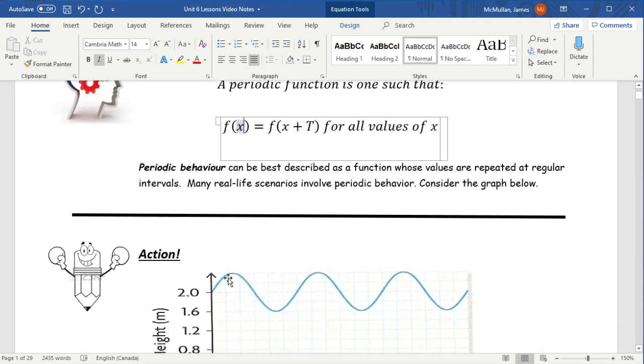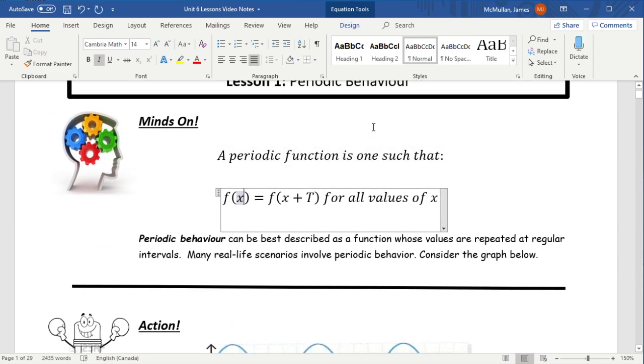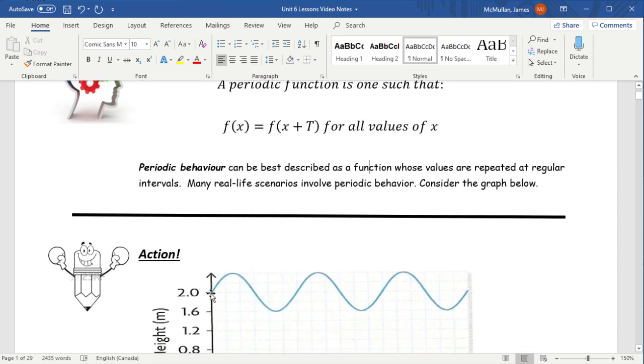Let's look at this function here. This function is periodic. What I give you here is the mathematical definition. This is how you describe it in math. How would you describe it using language? A function whose values repeat. So it goes up, and then down, and then up, and then down, and then up, and then down. It just repeats over and over again.